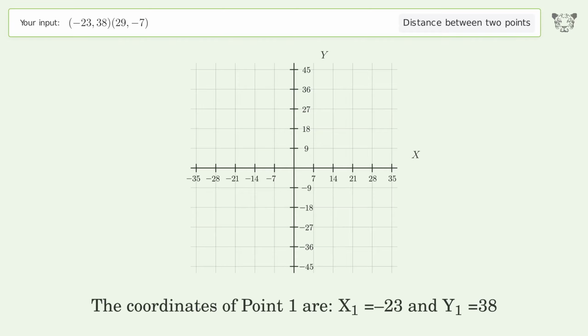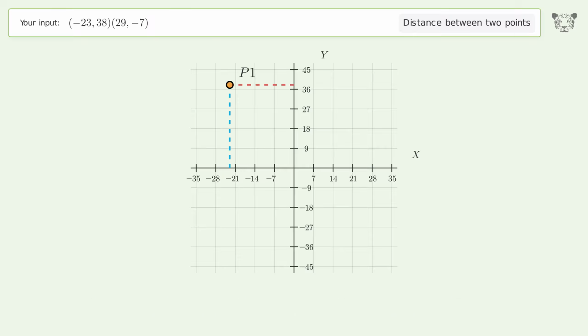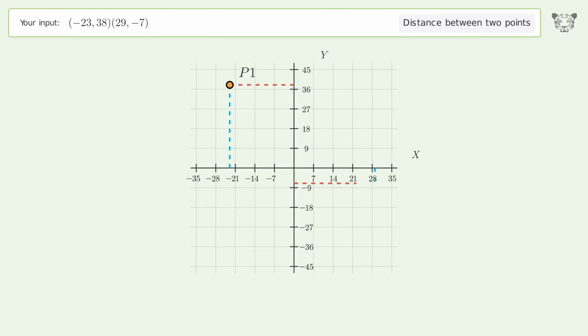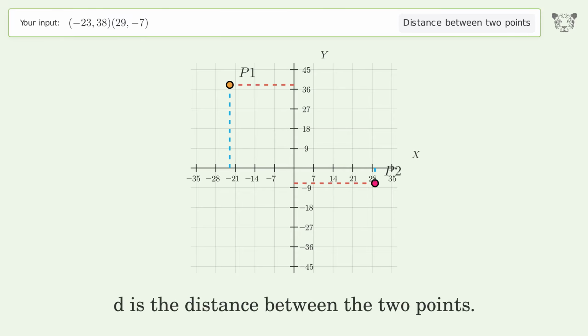The coordinates of point 1 are x1 equals -23 and y1 equals 38. The coordinates of point 2 are x2 equals 29 and y2 equals -7. D is the distance between the 2 points.